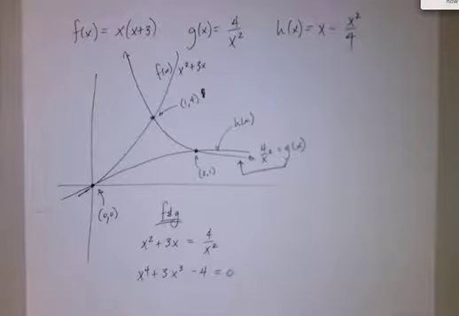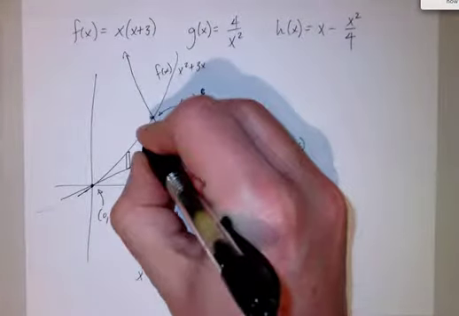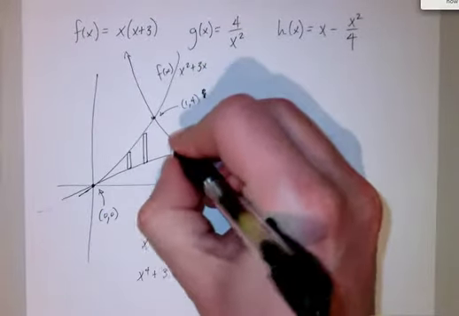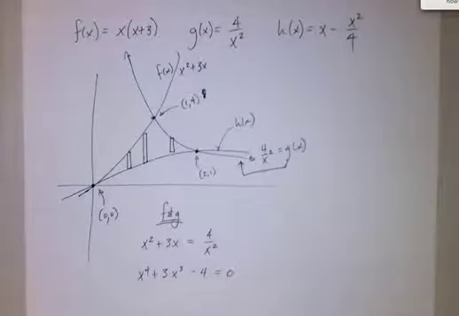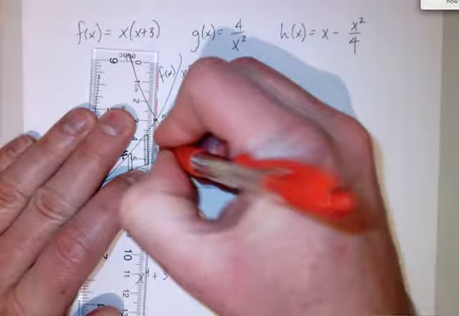Here's the thing. If I'm going to be integrating and getting cross sections that are with respect to dx, something changes right here as I'm progressing through this interval. Something changes right here.